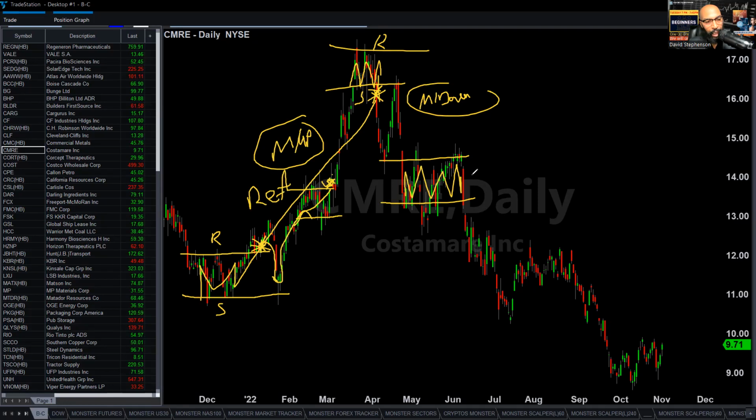And now we've got markdown, but now we've got distribution. So markdown, distribution. This is also distribution, the distribution phase. If the price breaks new support, that's new sellers coming into the market. So price broke support here. Here is support, here is resistance. So we've got new sellers entering into the market.